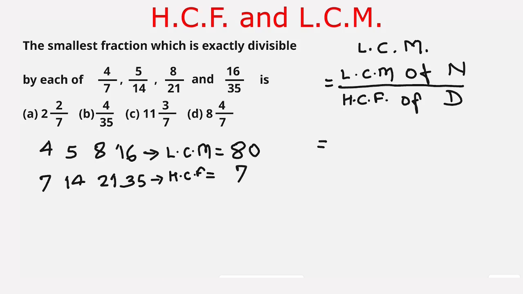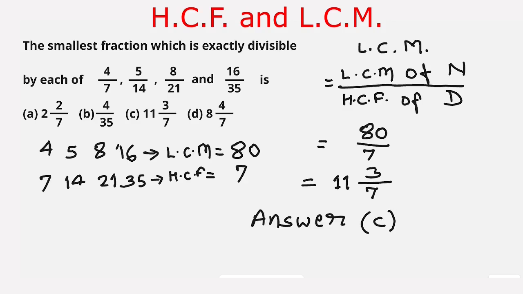Now we put the value of LCM of numerator and H.C.F of denominator in the given formula. So we get 80 upon 7, and this is equal to 11 whole and 3 upon 7, or we can say 11 whole and 3 upon 7 is that fraction which is exactly divisible by 4 upon 7, 5 upon 14, 8 upon 21 and 16 upon 35. And from the given options, our answer is option C, 11 whole and 3 upon 7.